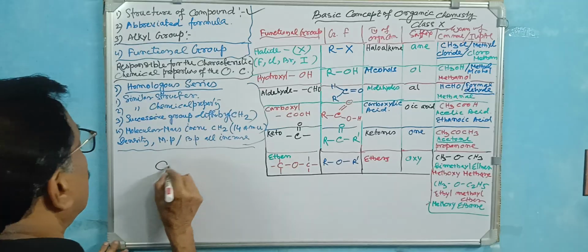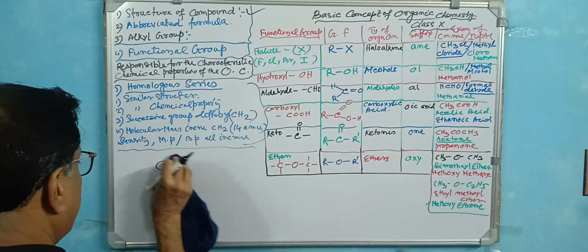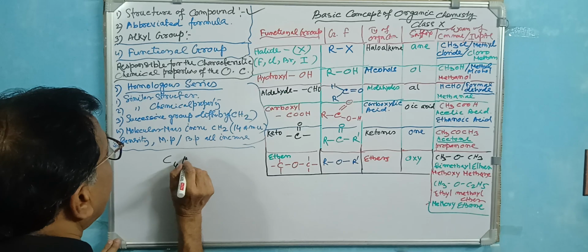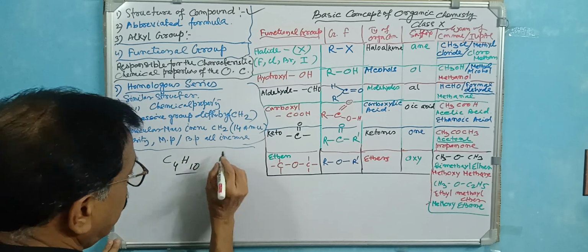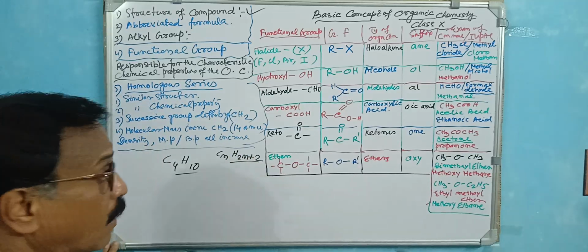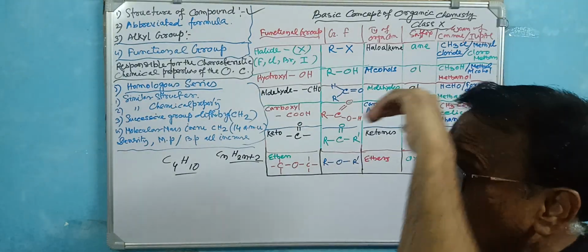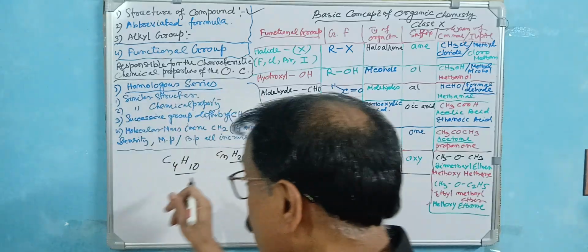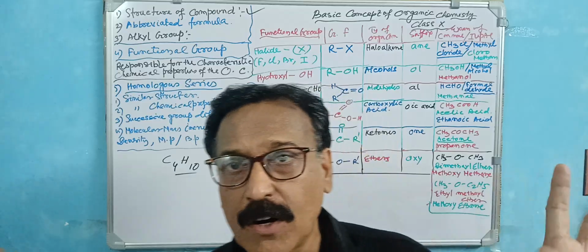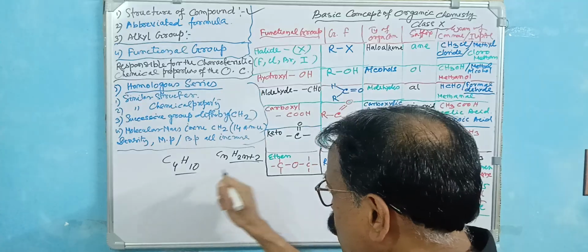So suppose butane is C4H10. The general formula is CnH2n+2, the general formula of the alkane. Alkane means single bond, the saturated hydrocarbon. If there is an alkene, the general formula is CnH2n, and in case of the alkyne, it is CnH2n-2, you already know. Suppose what is the structure of butane? For butane n is 4, so 4 into 2 is 8, plus 2 is 10.